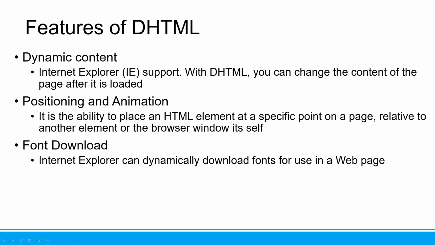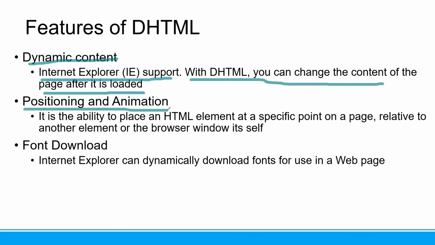Some of the features of the DHTML is the dynamic content. What is the meaning of dynamic content? So Internet Explorer, IE, supports the dynamic content. With DHTML, you can change the content of the page after it is loaded. I think nowadays many web browsers also support this dynamic content. Chrome also supports it, but some old web browsers do not support this kind of dynamic content.